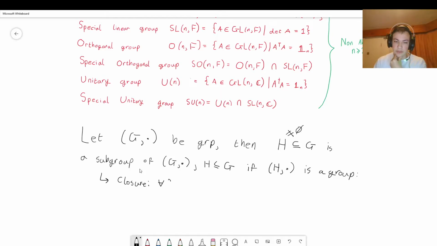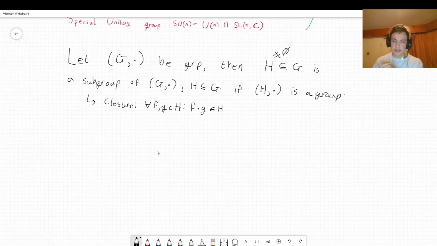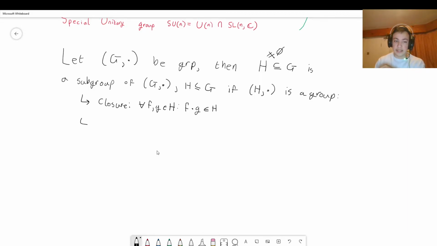For all f, g in H, we have to have that f · g is in H. Otherwise our subgroup is not really a group, because you can escape from it. Then you need that the identity of G must belong to H. And then we need inverses, so for all g in H, we must have g inverse is in H.